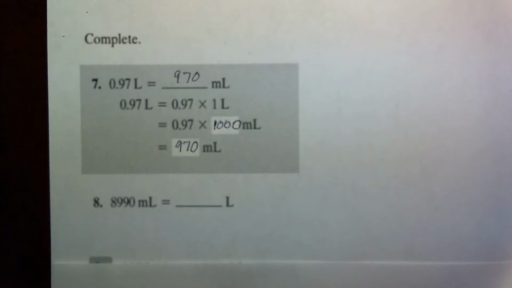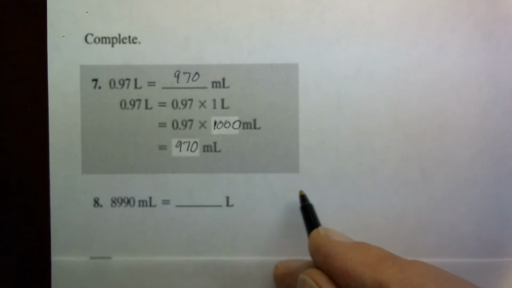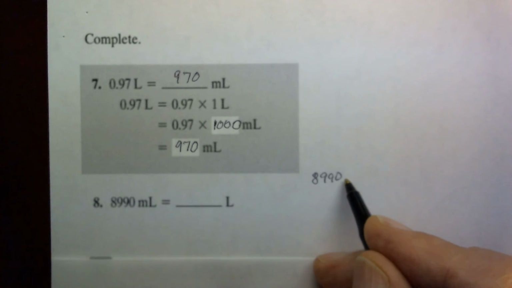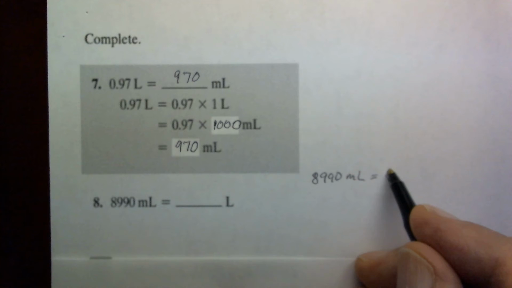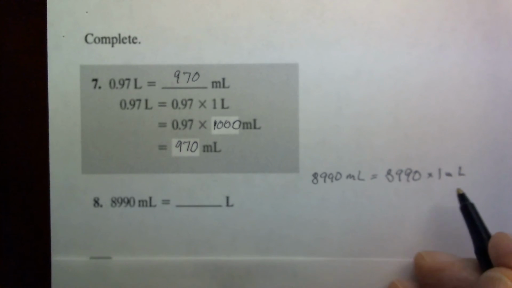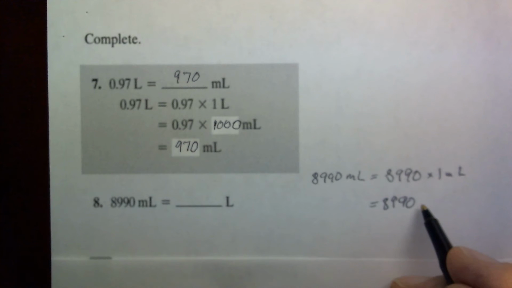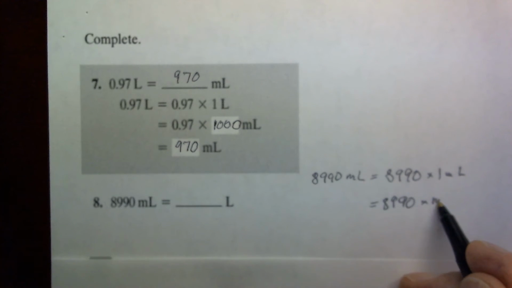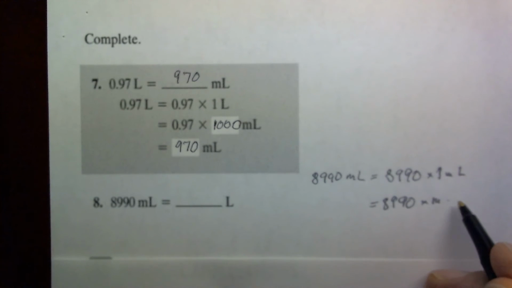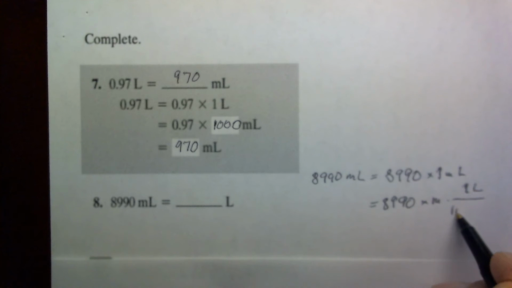In exercise number 8, we go the other direction. Here we are asked to convert 8,990 milliliters into liters. 8,990 milliliters is equal to 8,990 times 1 milliliter, and now the 1 we write as 1 liter per 1,000 milliliters.